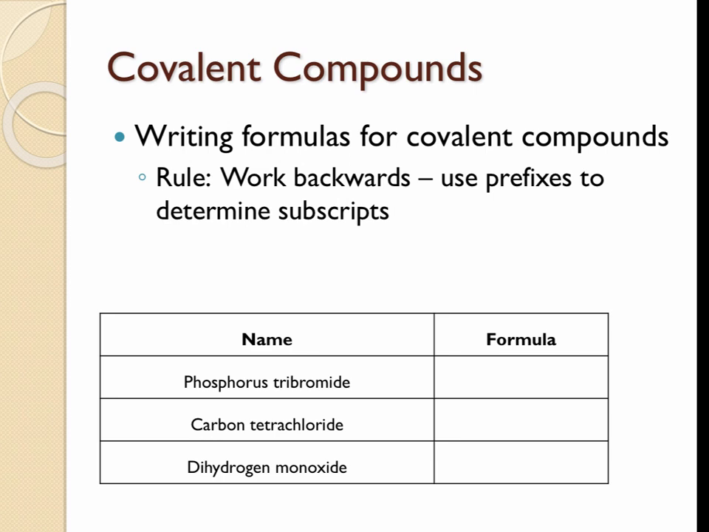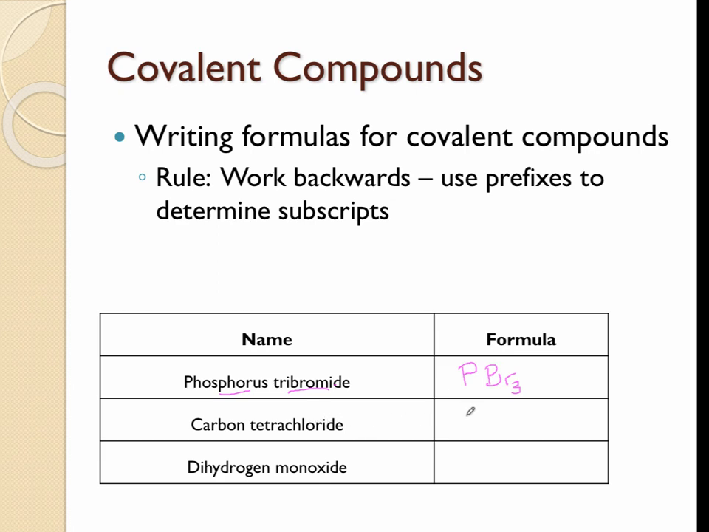Writing formulas. Okay, so you just work backwards. If you want, go ahead and pause, and then we can see if you're right. I'll step through at least the first one. Okay, so looking at this first one, phosphorus tribromide. Phosphorus is a P. There is no prefix, so there's only one. Bromide is Br. It says tri. That means it gets a 3.